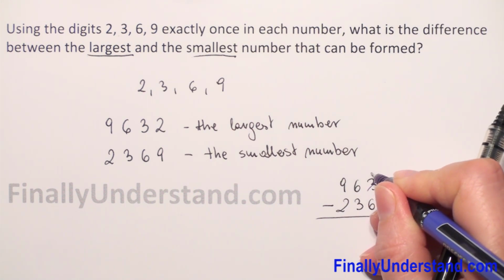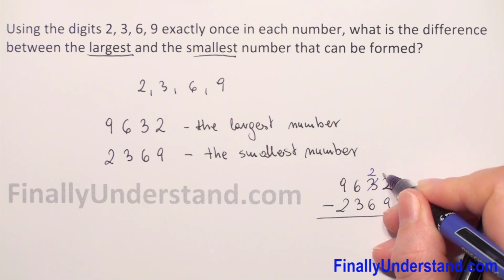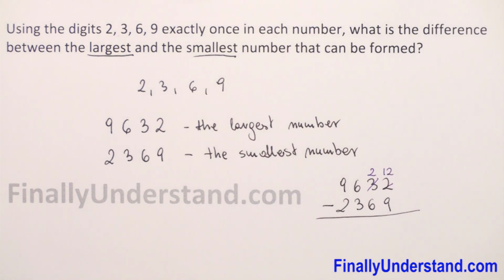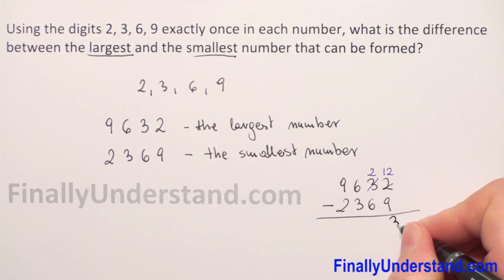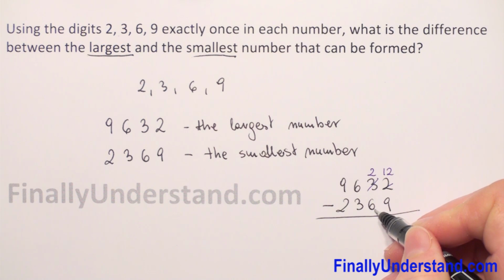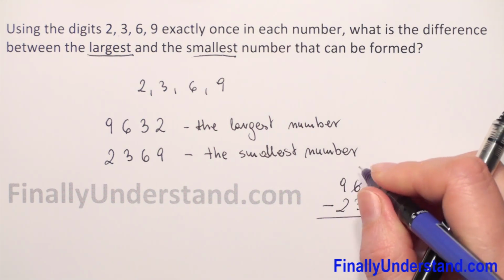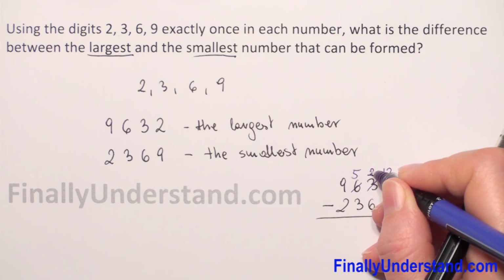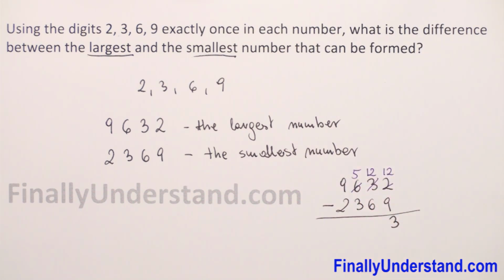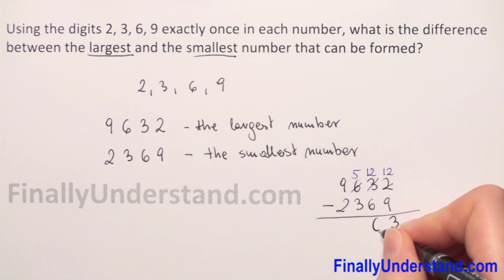So now we will have 2, and at the end we will have 12. 12 minus 9 is 3. 2 minus 6, we cannot do. We have to borrow 1 from 6. So now we will have 5, and here will be 12. 12 minus 6 is 6.